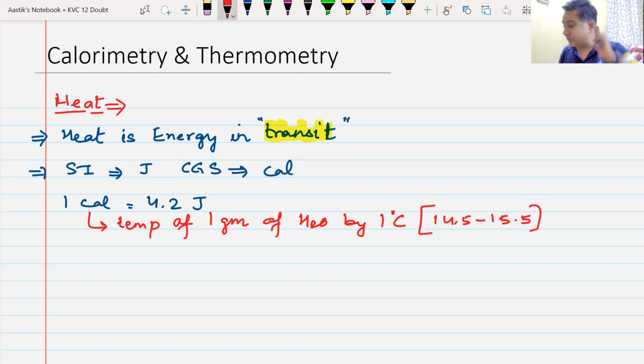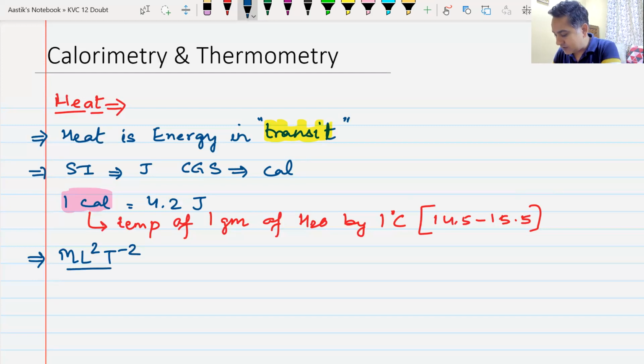Previously, when this unit of calorie was defined, we did not consider heat as a form of energy. That is why this separate unit of heat was there. Heat is a form of energy, so its unit is joule, and the dimensions are ML square T minus 2. Do we understand this? Yes, sir.